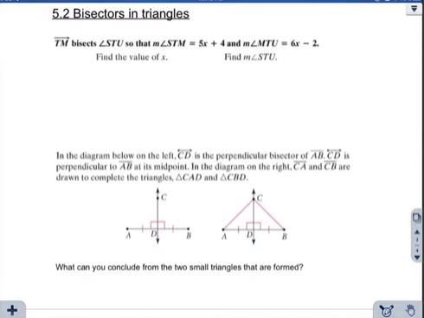It's kind of cool that bisectors and triangles have some very unique properties, and we're going to examine those today. So first, let's look at a sample problem here that sort of reviews the concept of a bisector. Remember, to bisect literally means to cut into two.